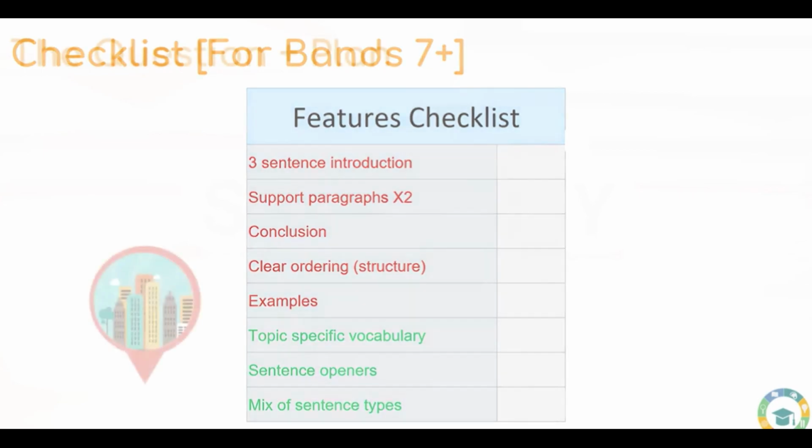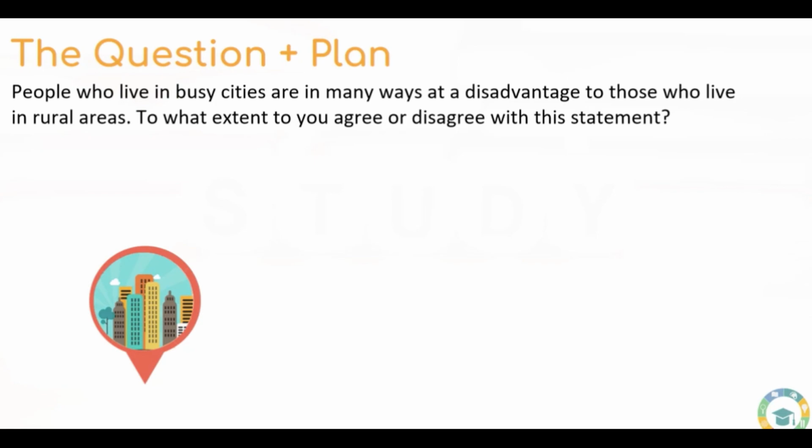Let's take a look at our question. People who live in busy cities are in many ways at a disadvantage to those who live in rural areas. To what extent do you agree or disagree with this statement? We can see from the question that it doesn't definitely say give your opinion, but it's asking you to agree or disagree, and that in itself means you're going to have to give your opinion.